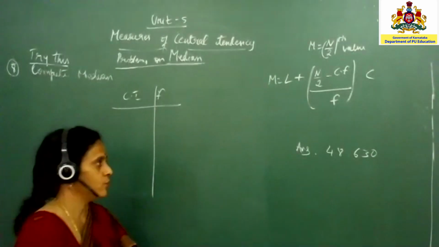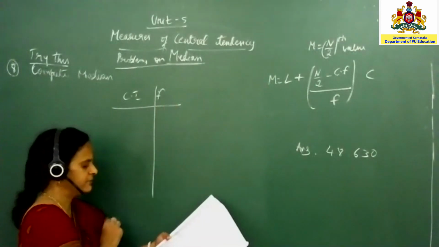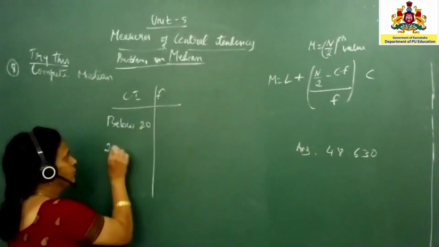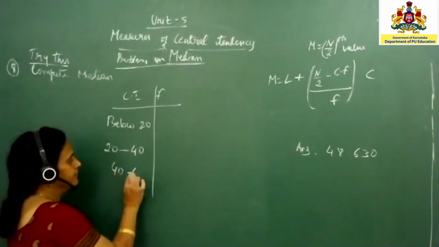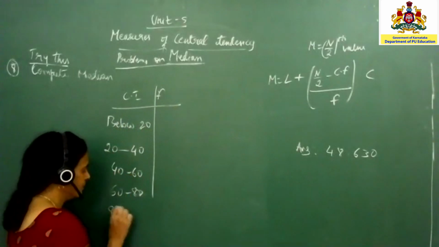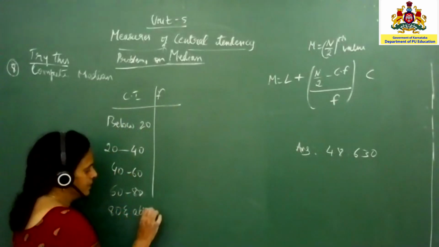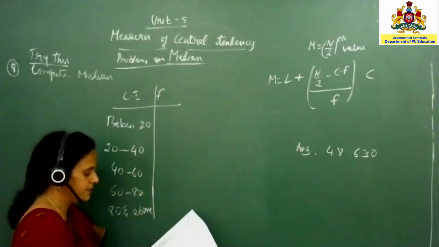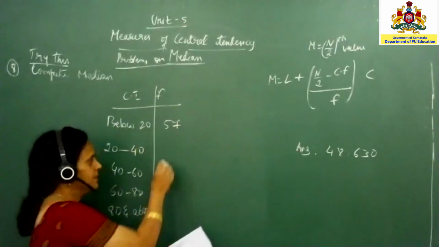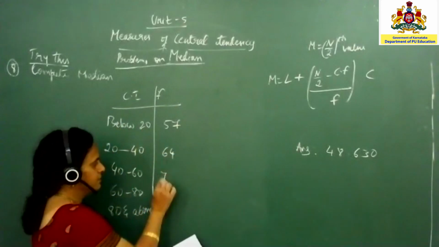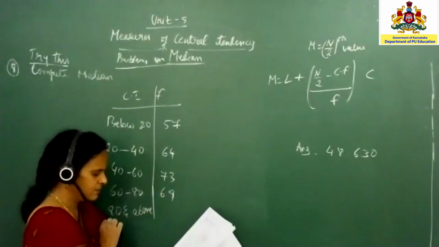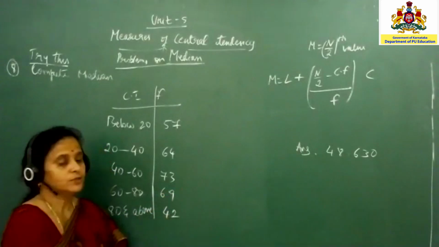So try this problem of your median. With the class interval and frequency, I'll take the class intervals as 0 to 20, 20 to 40, 40 to 60, 60 to 80, and 80 and above. I think you are thinking that is an open class interval. Yes, it is an open-end class interval. In the second column you have 57, 64, 73, 69 and 42. So try this problem.